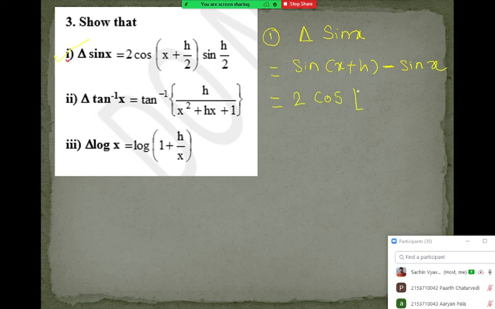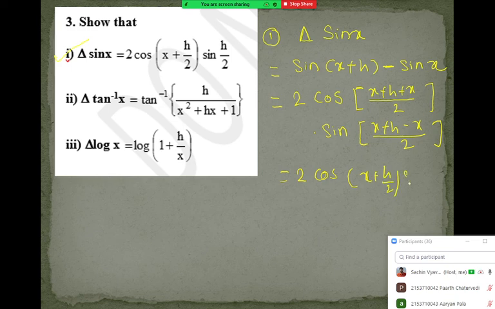So (a plus b) upon 2, that is (x plus h plus x) upon 2, into sin of (a minus b) upon 2, that is (x plus h minus x) upon 2. And the next step is the required answer, which is 2 times cos of (2x upon 2), that is x plus h by 2, into sin h by 2.